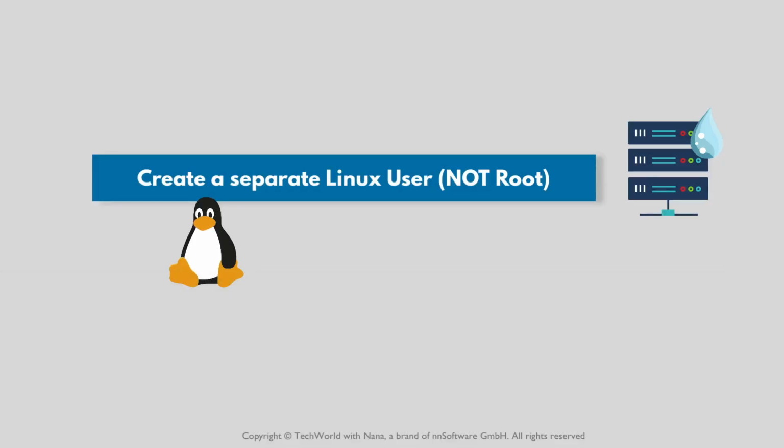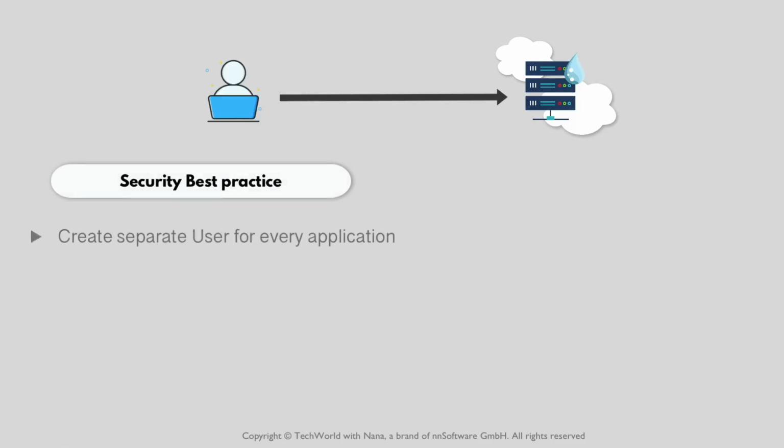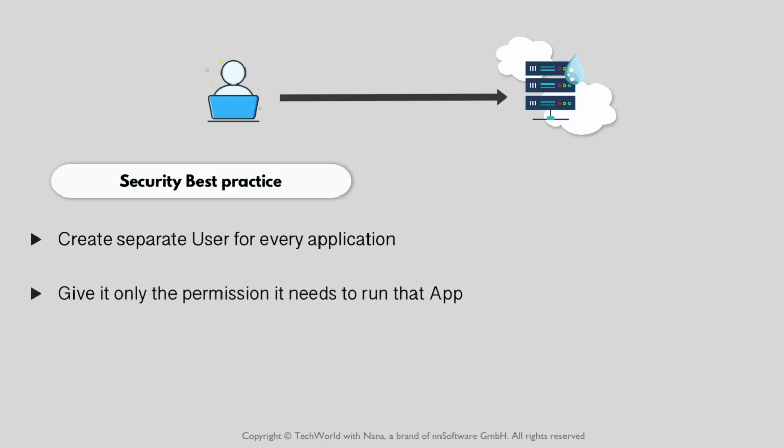And one more thing that we're going to do on this server is create a new Linux user. Because as a security best practice, you should not execute services and you shouldn't start applications with the root user, because you're giving the application root privileges, so to say. So the security best practice is to create a user for every application you deploy and run and give it only the permission that it needs to run that specific application.